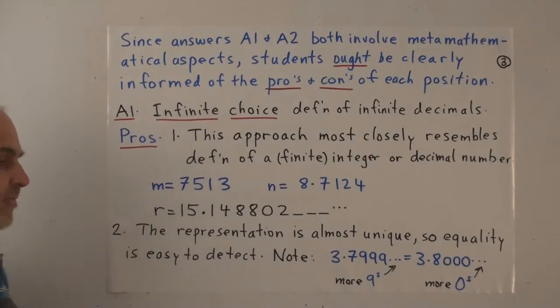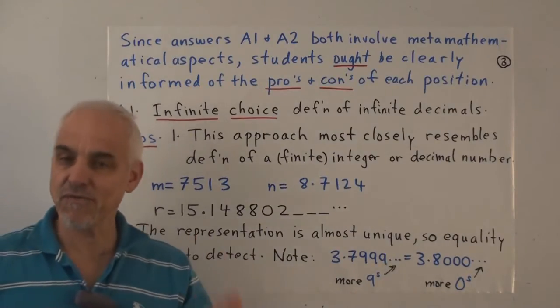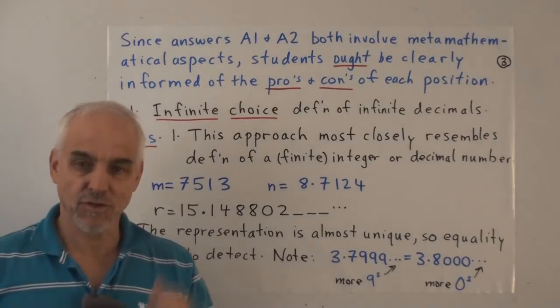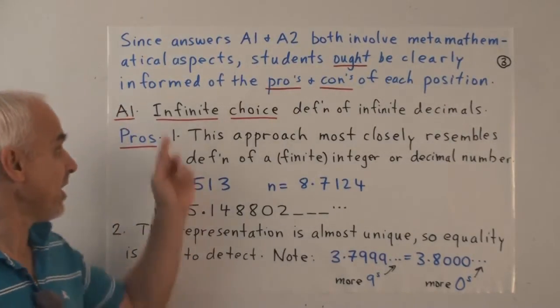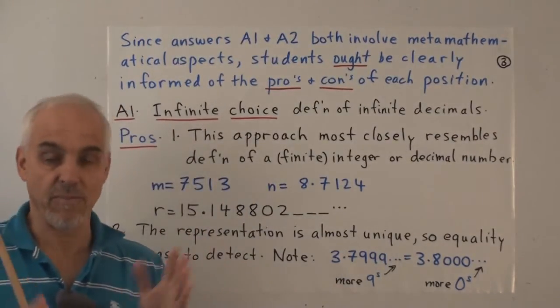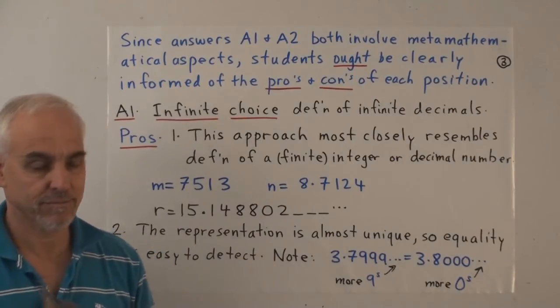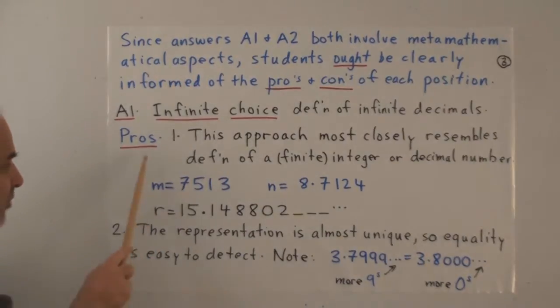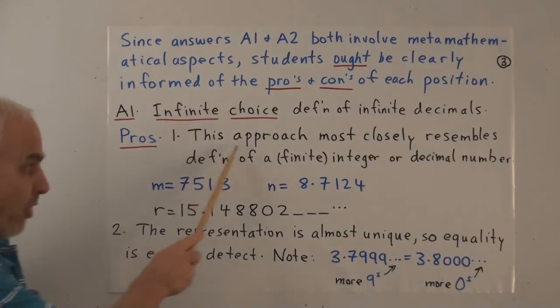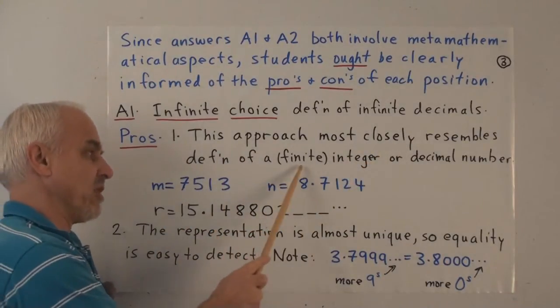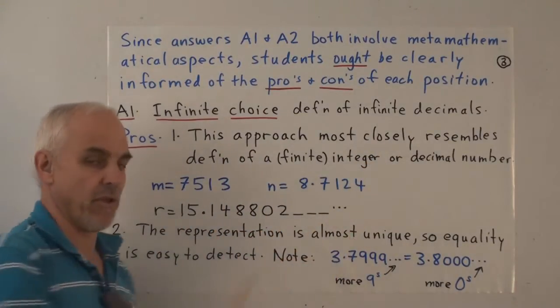So let's start with the pros. There are some very significant advantages to thinking about infinite decimals in the infinite choice frame of mind. The first pro is that this approach most closely resembles the definition of a finite integer or decimal number.